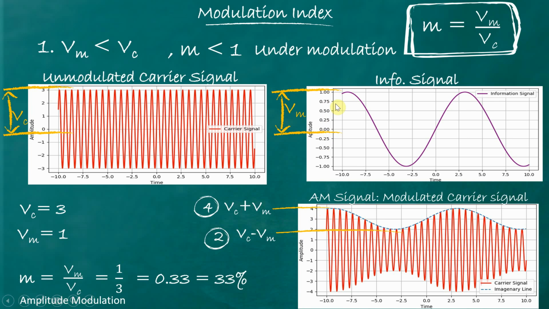So from 3 to 1, the positive peak is 4, then from 3 to minus 1, the negative peak is 2. This way you will get the envelope, the peak amplitude of the modulated signal. You can see here the 0 line is over here, and in the modulated signal the shape of the modulating signal is maintained. This is the modulated signal for m less than 1.